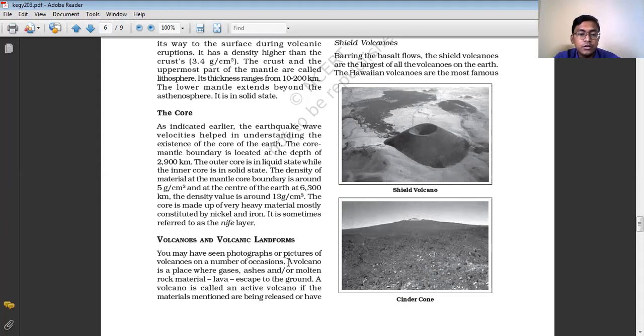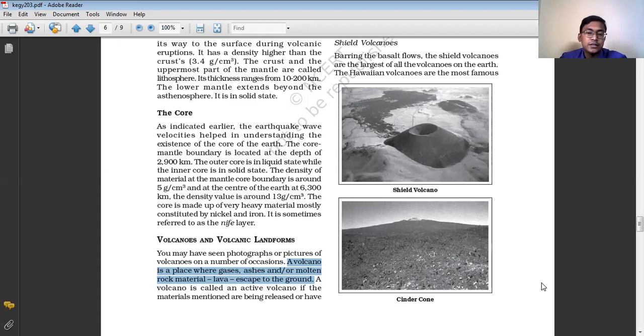So a volcano is a place where gases, acids, and the molten material, that is the lava, escape to the ground. A volcano is a particular place from where different types of gases, acids, as well as molten rock material, the molten magma, come out from the Earth's surface. That is the volcano.